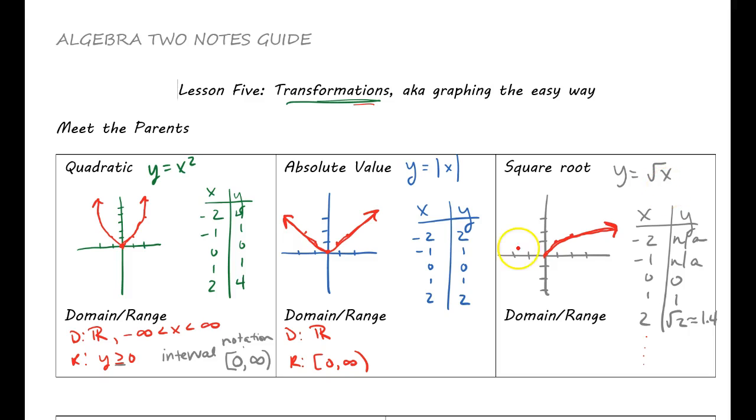Domain and range. Okay, so let's look at domain. This one is going to have a different domain, guys, because there are no negatives allowed. So your domain starts at 0, and then it can be anything bigger than 0.